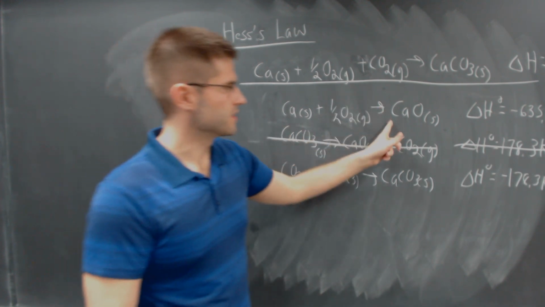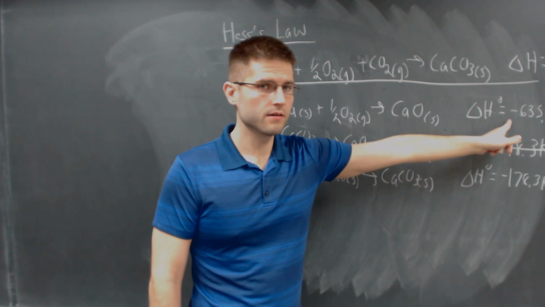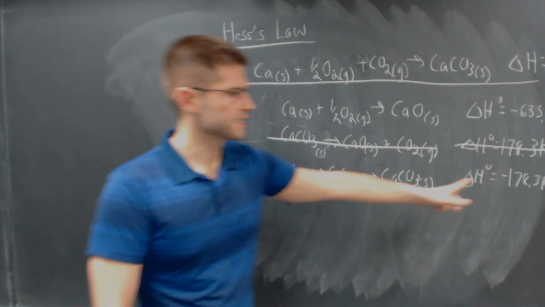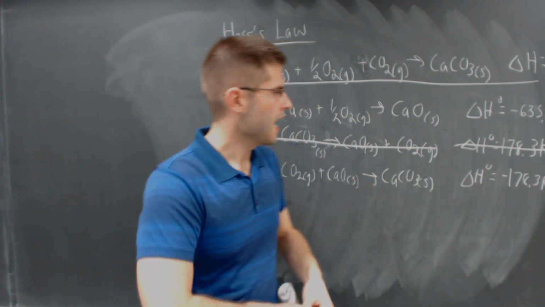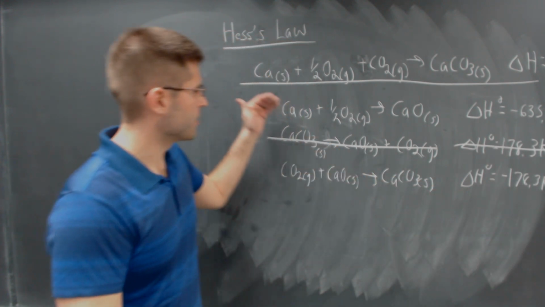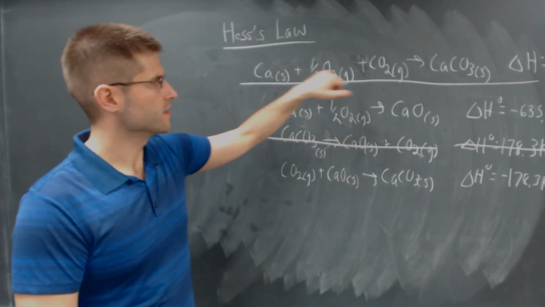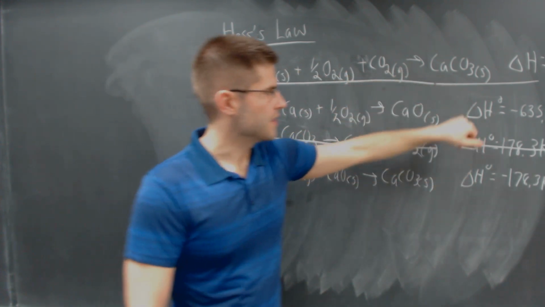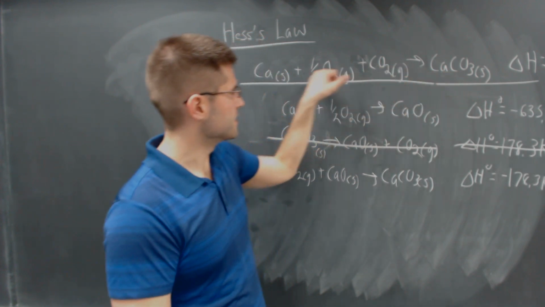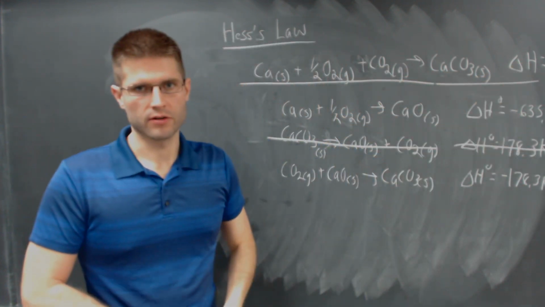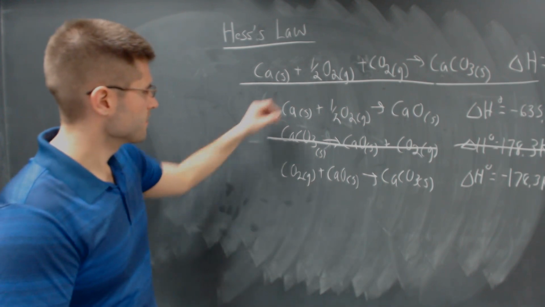If we multiply by a stoichiometric coefficient, we multiply the enthalpy by that stoichiometric coefficient. If we flip the equation, we flip the sign of the enthalpy. And what we want to do at the end is add up these equations such that we get our final equation at the end. And then if we end up getting this equation, we just add up the enthalpies and we get the total enthalpy of that reaction. So let's see how this works.